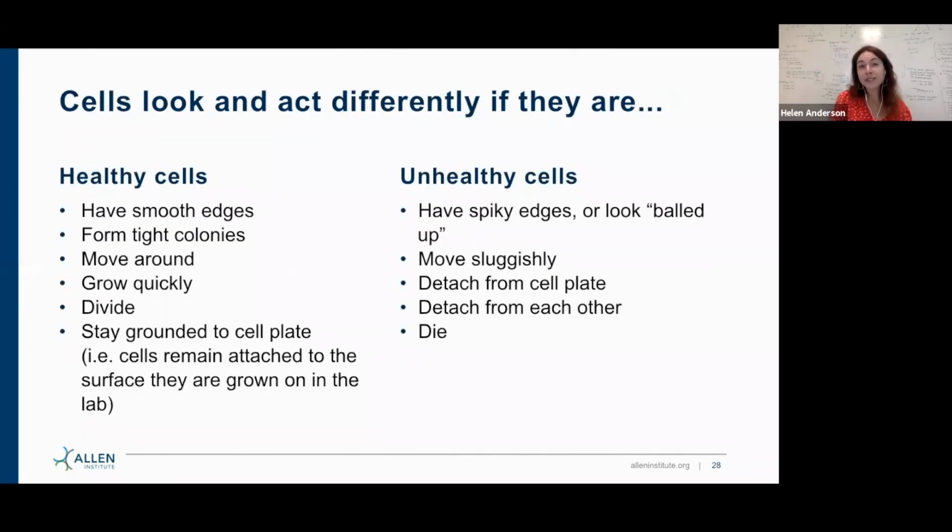In summary, cells look and act differently if they are healthy or unhealthy. Healthy cell colonies at the Allen Institute have smooth edges and form tight colonies. The cells move around and grow quickly. They may divide or reproduce, and they usually stay grounded to the cell plate, i.e., remaining attached to the surface that we grow them on in the lab, nice and flat, nice and strongly connected. Meanwhile, unhealthy cells may have colonies with spiky edges, and the cells may look balled up as they become detached from the plate. They may also detach from one another, move sluggishly, and ultimately unhealthy cells may die.